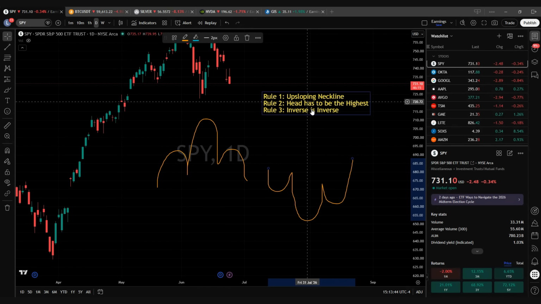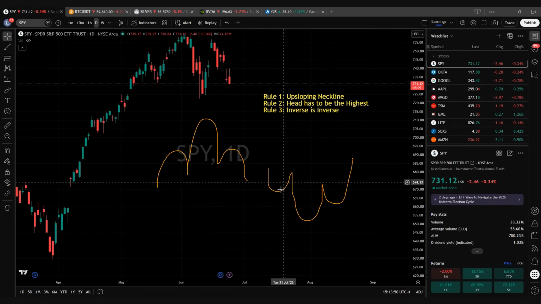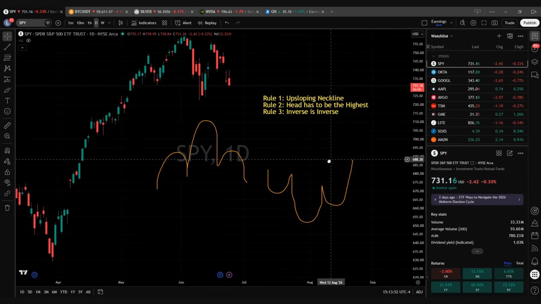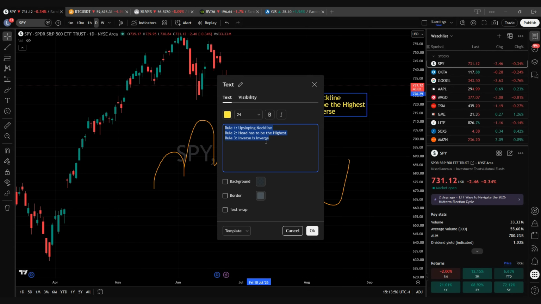Second of all, we're inversing the second rule. The head has to be the highest; in this case, the head needs to be the lowest, the absolute lowest. And then rule 3, or rule 4 rather. Rule 4 in this is the measured move, taken from the distance between the head and neckline.